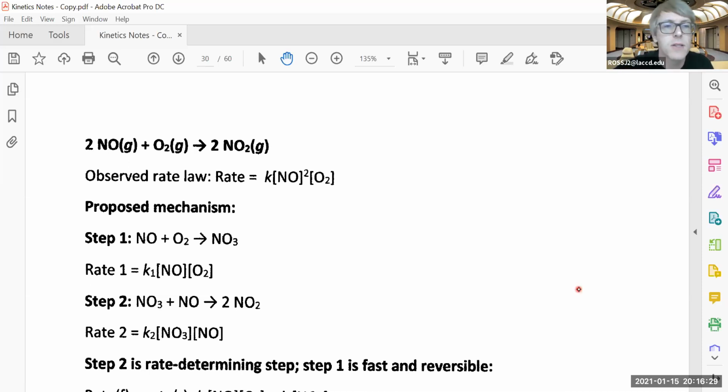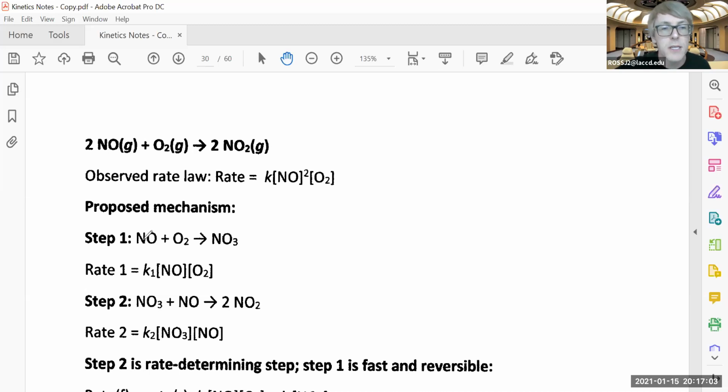So we can see here 2 lots of nitrogen monoxide gas and molecular oxygen give 2 lots of nitrogen dioxide. We're told a priori that the observed rate law is a rate constant, second order in nitrogen monoxide, and first order in molecular oxygen. We propose a mechanism. So the proposition is NO plus O2 gives NO3. And we can write, again, because it's a mechanistic step, it's elementary.